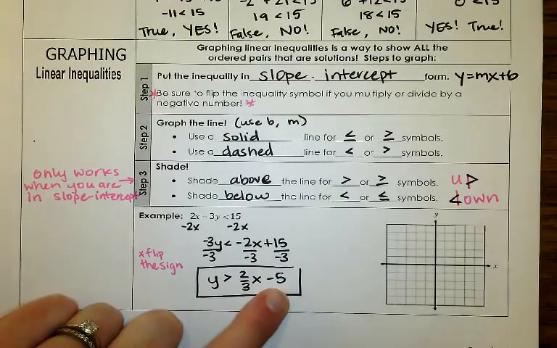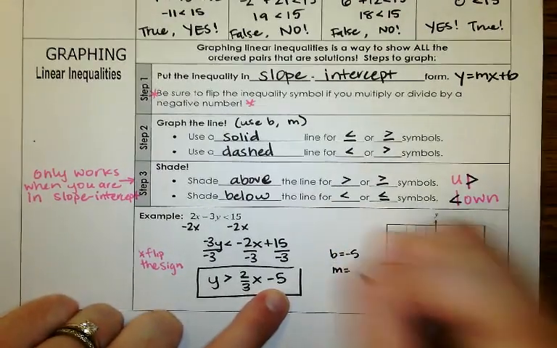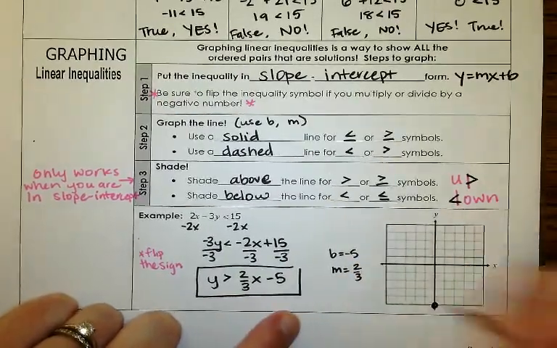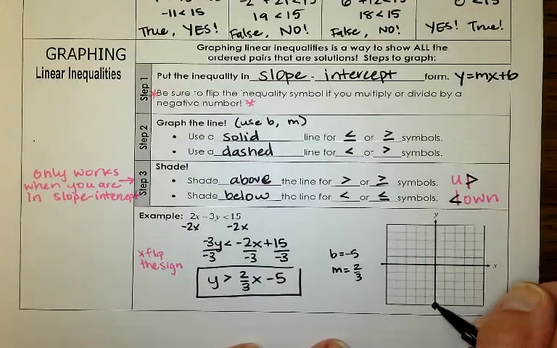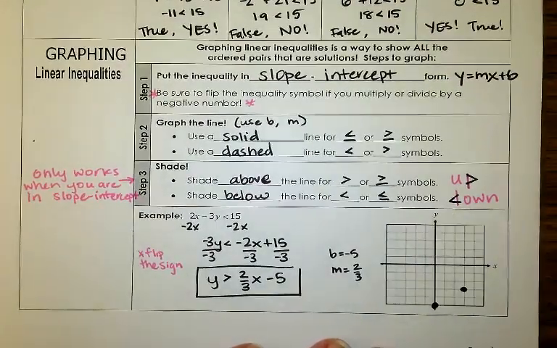My b is equal to negative 5. What is my m? 2/3. So I'm going to graph my negative 5, my y-intercept, and then I'm going to graph my other point, up 2 over 3. And I need to draw a line between these two.